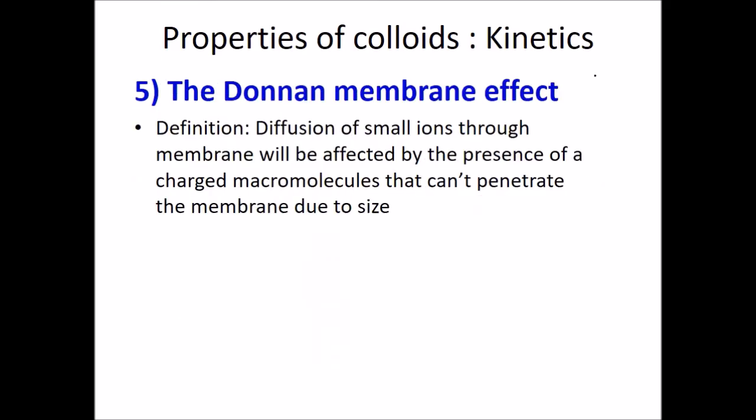So the fifth property of colloids is the Donnan membrane effect. The definition is that diffusion of small ions through the membrane will be affected by the presence of a charged macromolecule that can't penetrate the membrane due to its size. The charged macromolecule is usually the colloidal particles. Let us look at the video to understand further.